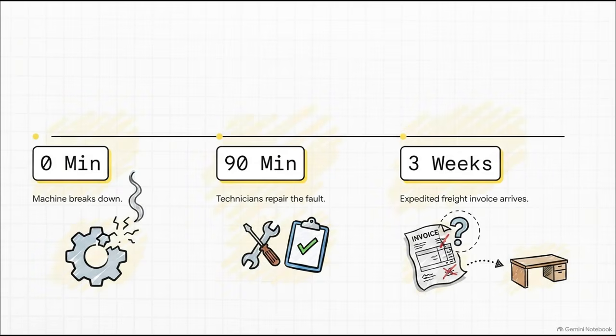And think about how this actually plays out in real life. It shows exactly why these secondary costs get missed. The machine breaks down at minute 0. 90 minutes later, your technicians fix the fault. The maintenance team packs up thinking the bleeding has stopped. But 3 weeks later, an invoice for expedited freight arrives on a totally different desk in a totally different department. These expenses are completely invisible on the maintenance ledger, which is why they rarely make it into the downtime calculation.